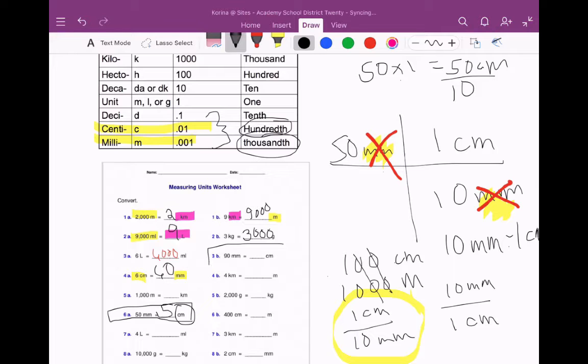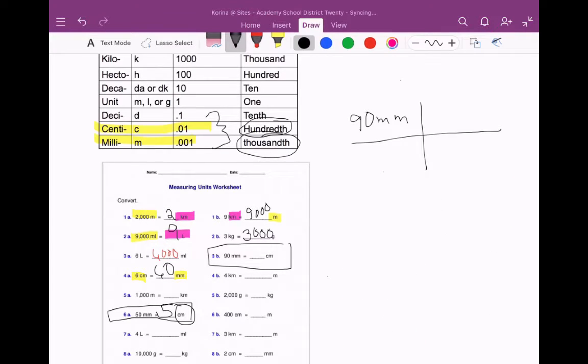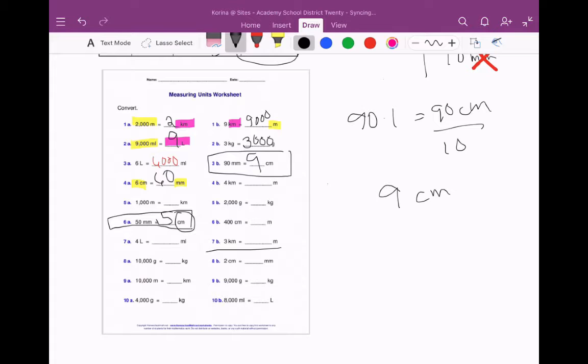Try problem 3b on your own. Try 8b on your own.